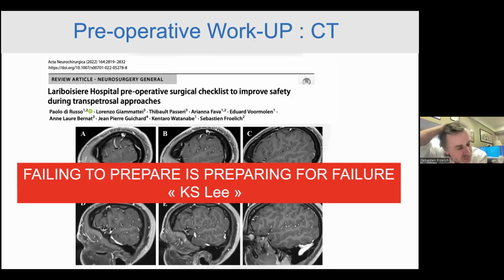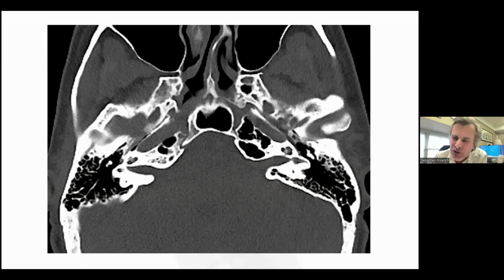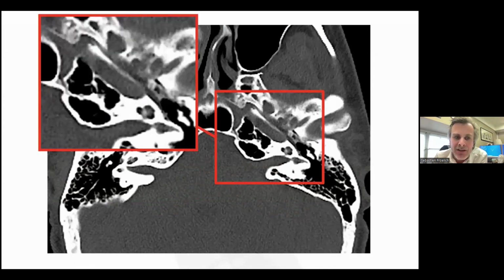Failing to prepare is preparing for failure. This is a quotation from Kyu Sung Lee from Seoul, a great skull base surgeon. I think it's extremely true, especially when you start. You see here the right and left petrous apex are completely different. But if you know this anatomy very well, if you know that there are those three cells, you can open one cell, move to another one, and at the end you can get close to this surface of bone, and you know that you still have 5-6 millimeters of bone before reaching the cochlea.